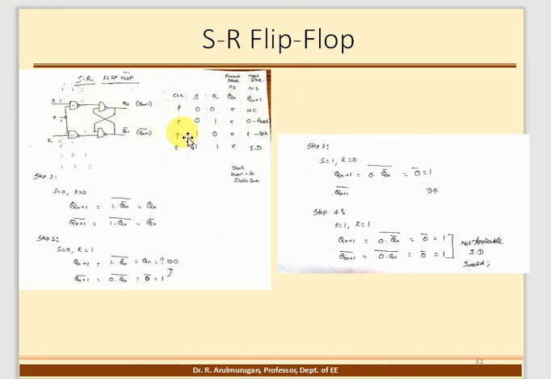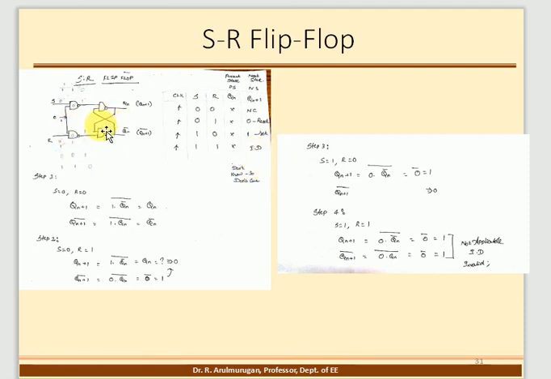Next, the JK flip-flop. The clock is the same. You write J and K. Present state and next state. The first row is the same, the second row is the same, the third row is the same, and the fourth row, instead of invalid, you write toggle. Toggle only you write.